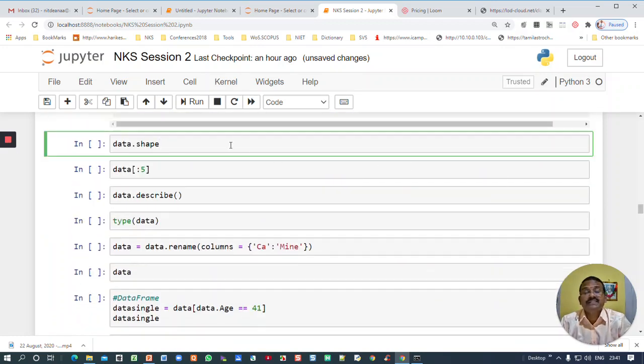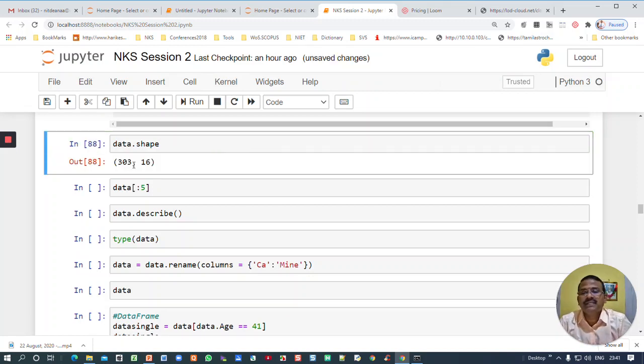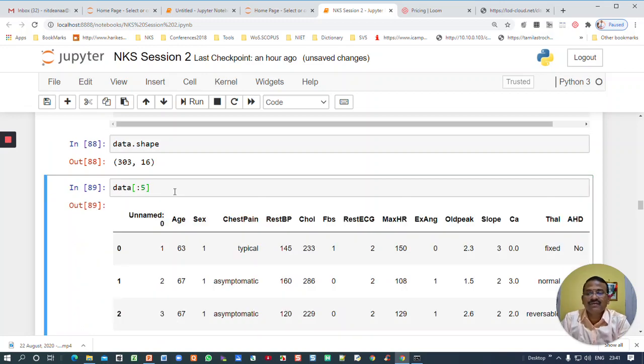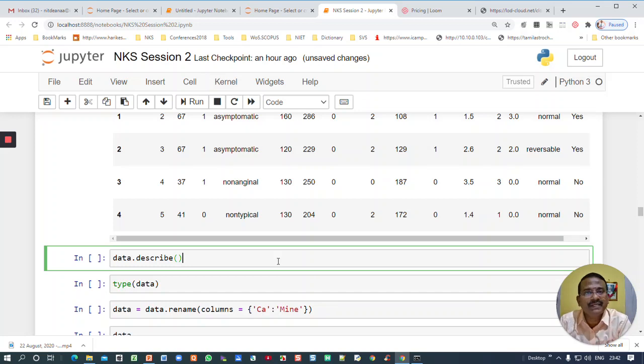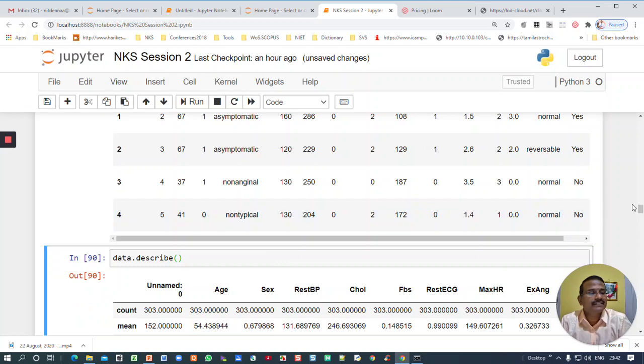Similarly, shape. Shape is used to understand the size of the data structure. See, 303 rows and 16 columns. That means 16 features and 303 entries. Similarly, for understanding all the data, the first 5 records we can get. And describe is a very powerful command, a tool or method of Python Pandas, because with describe we can analyze the entire dataset very comfortably. See here, you can understand.